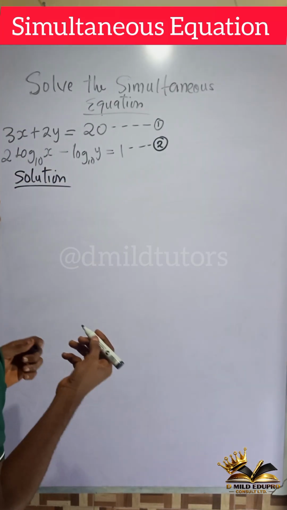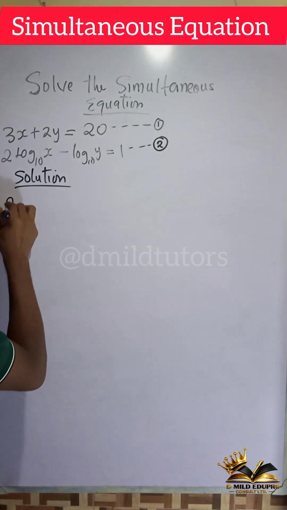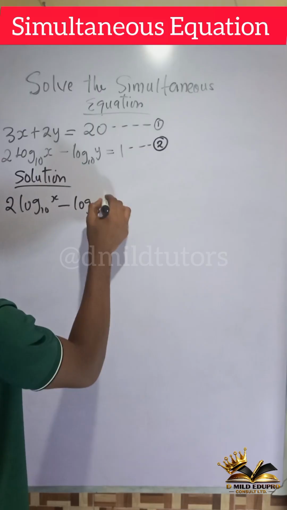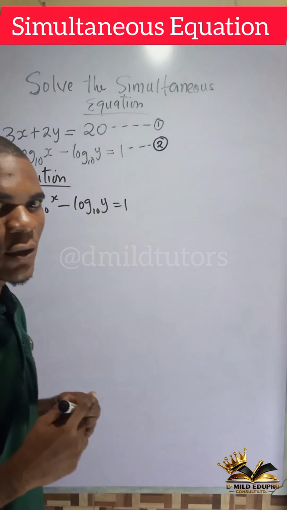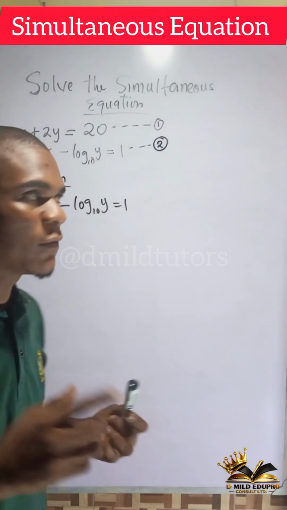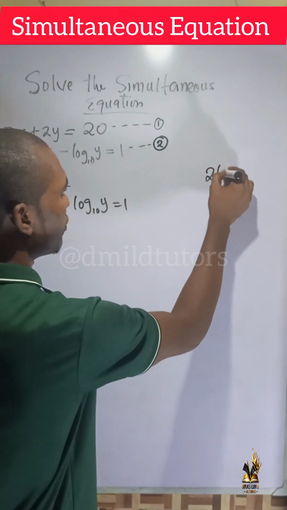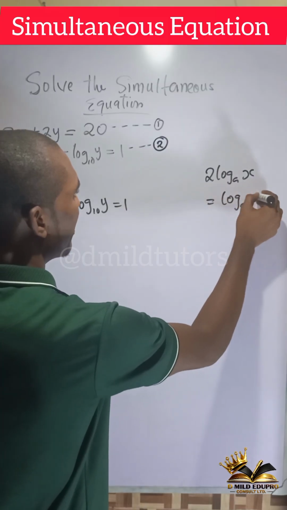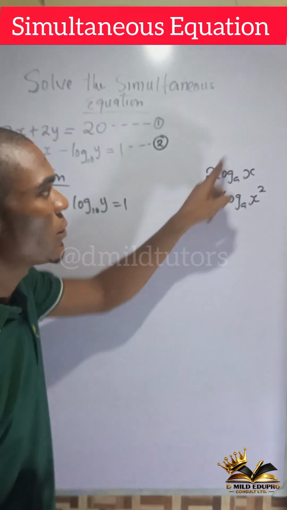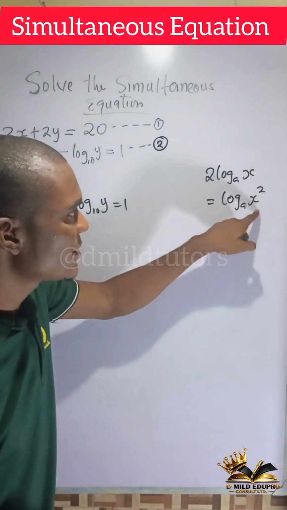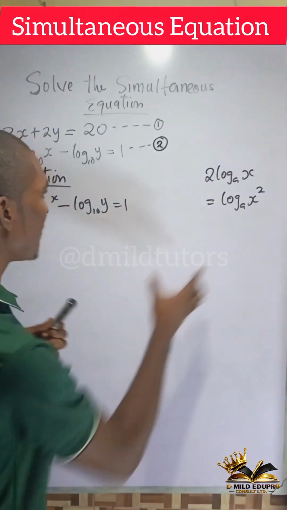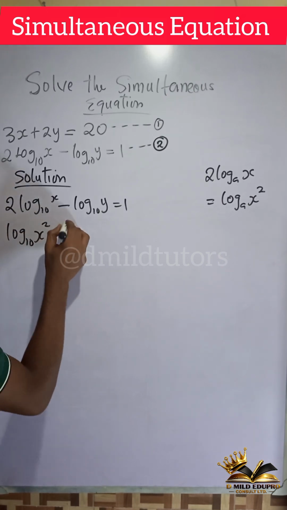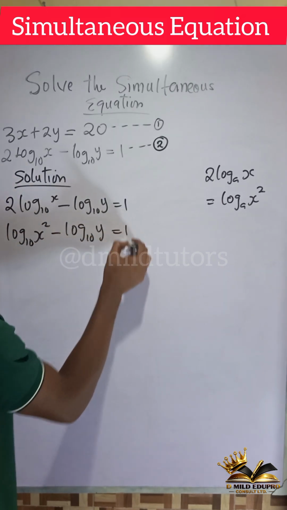Now from equation 2, which is 2 log 10x minus log 10y equals to 1. Now, there are laws of logarithms, and one of those laws is if you have 2 log ax, it is equal to log ax raised to the power 2. That means this one multiplying will now become the power. So we apply this law here, and we'll now have it as log 10x raised to the power 2 minus log 10y equals to 1.